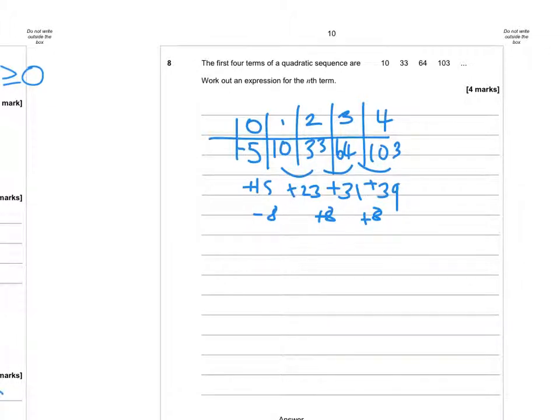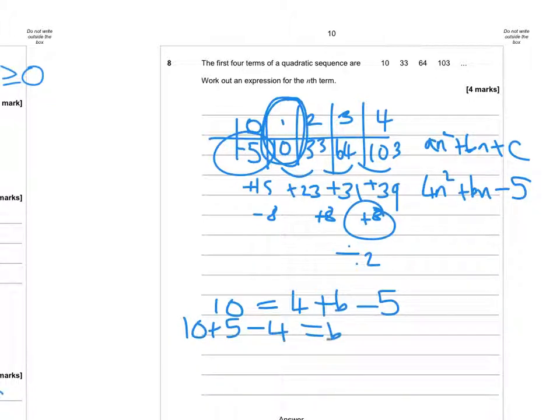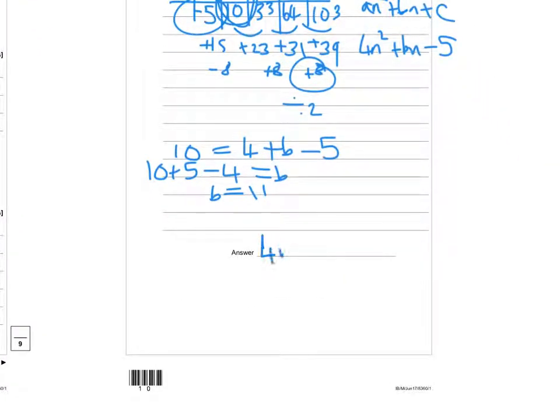So I know of my an squared plus bn plus c, a is half of this, 4n squared plus bn, and c is this, negative 5. Okay, so let's choose this now to substitute in. So I'll have 10 equals 4 plus b minus 5. So I've got 10 plus 5 minus 4 equals b. B equals 11. So 4n squared plus 11n minus 5.